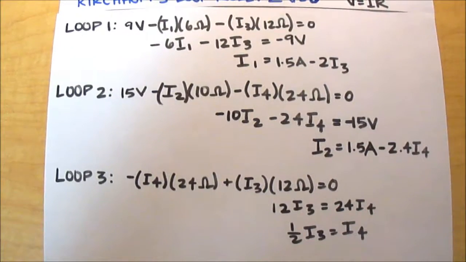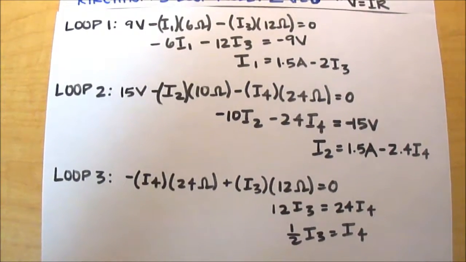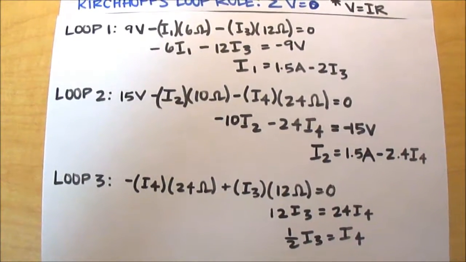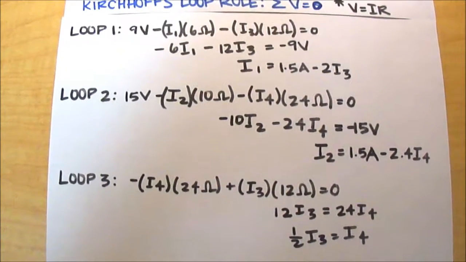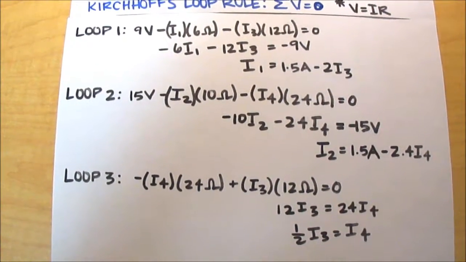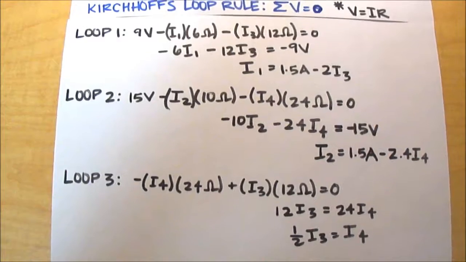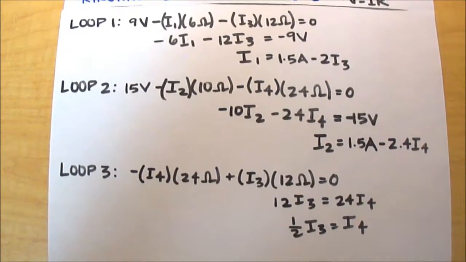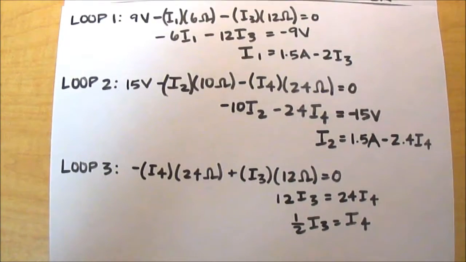Loop 2 and loop 3 will be done similarly to loop 1. You just have to remember that when it comes to the batteries, if you're traveling from the negative end to the positive end, then your voltage will be positive. And if you're traveling from the positive end to the negative end, then your voltage will be negative.